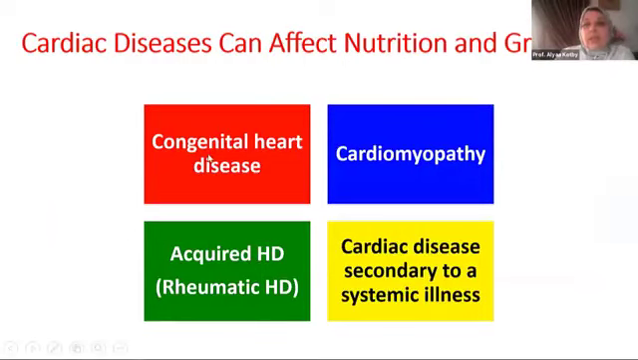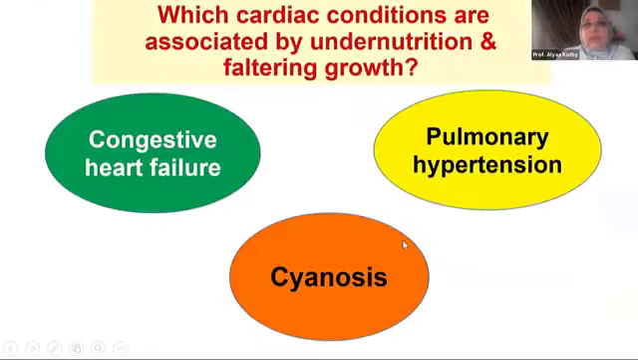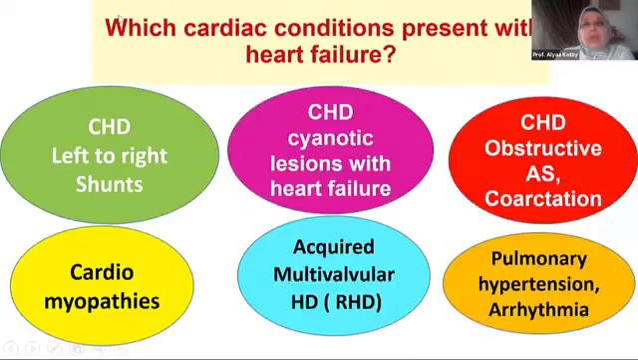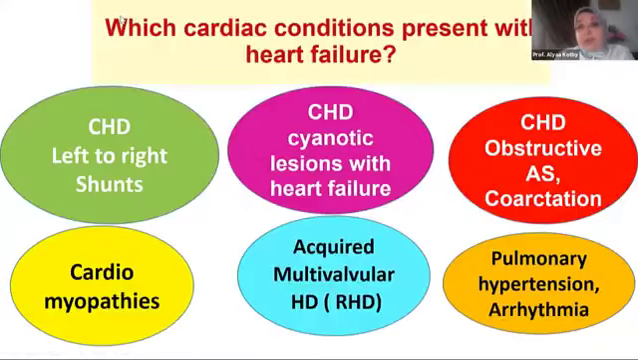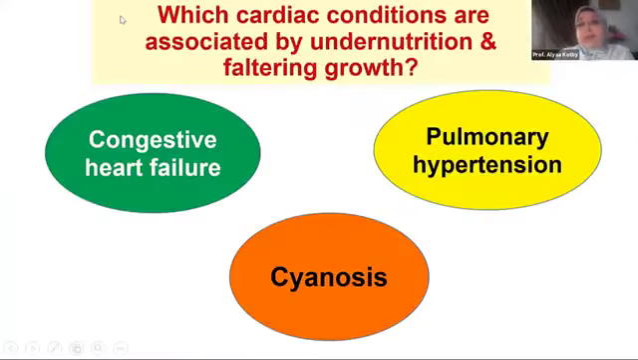All these heart diseases can affect nutrition and growth: the congenital hearts, the cardiomyopathies, the acquired heart disease, and the cardiac disease secondary to systemic illness. What pathologies cause this heart failure, affect the growth? Mainly it is congestive heart failure, the pulmonary hypertension, and the cyanosis.